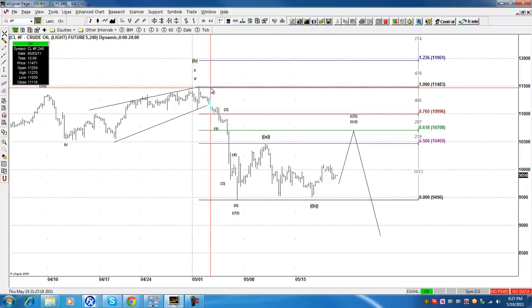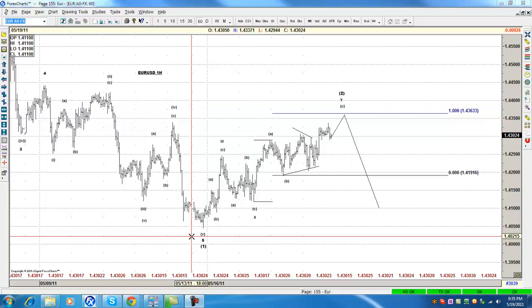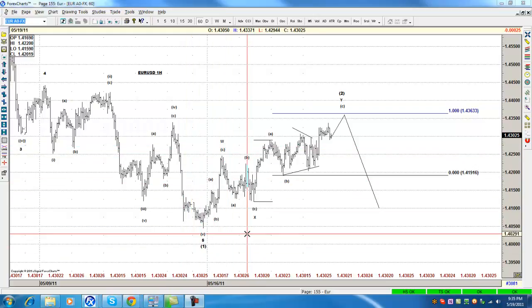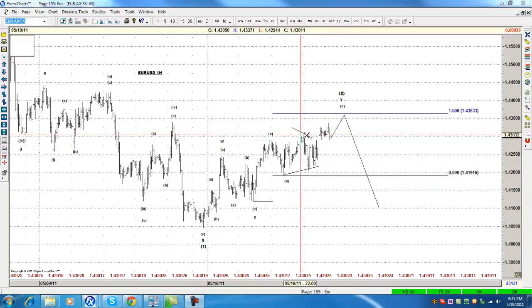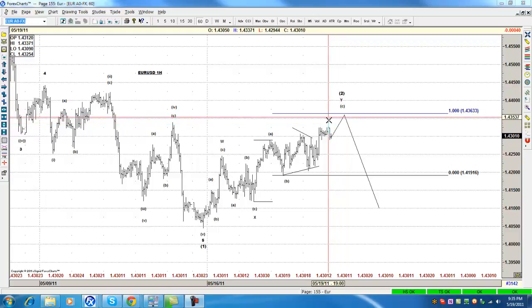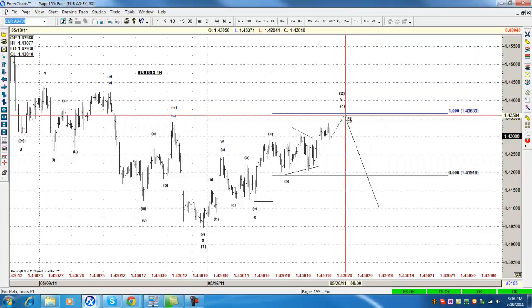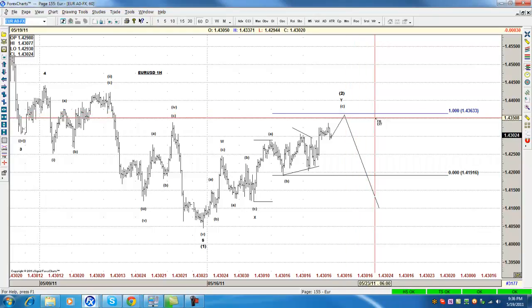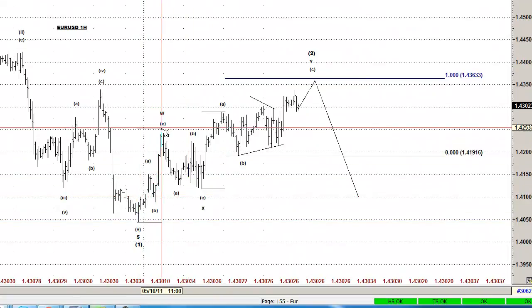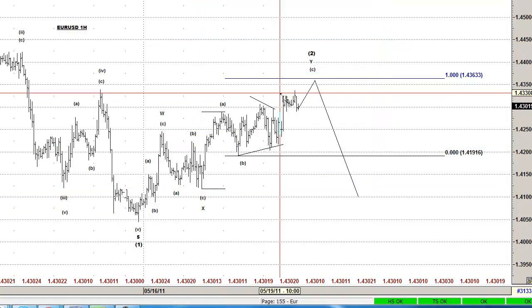All right, now let's move on to the individual pairs. In the individual pairs, we see the euro with the same scenario. It goes ABC, WXY, ABC, with the B wave a triangle, and we possibly see another high. Like we've been saying, the area around 143.63 should end this zigzag, and it's returning from the equal legs, as you guys see right there. So this leg is equal to this one.